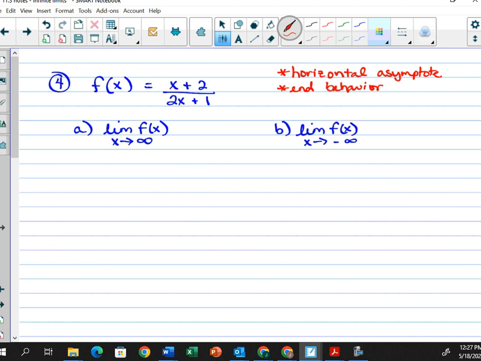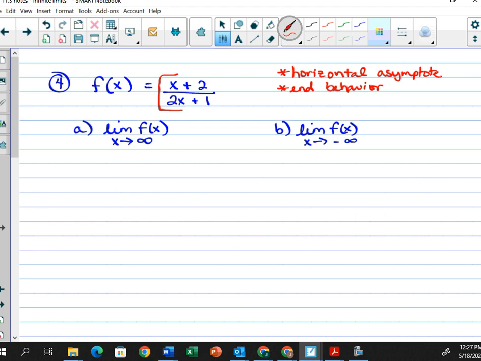Top heavy, bottom heavy, or equal. What is this one? Equal. When it's equal, you can look at those leading coefficients, and that tells you where the horizontal asymptote is. Because if I took x divided by 2x, what would I be left with? 1/2. That's where the 1/2 comes from.